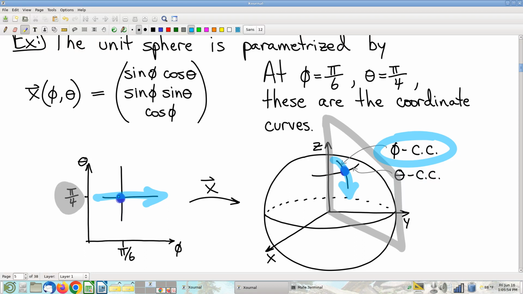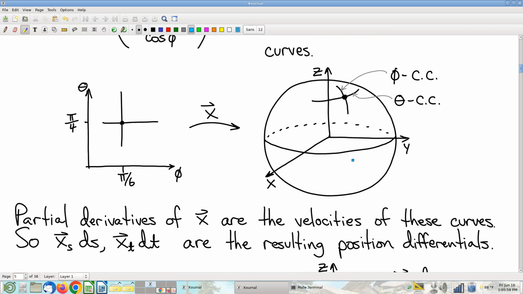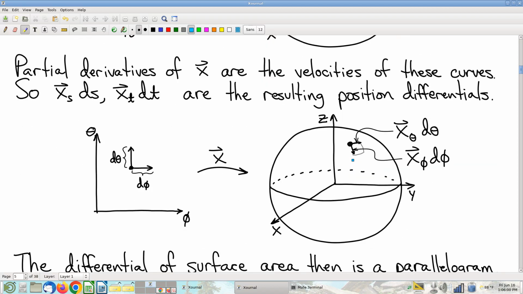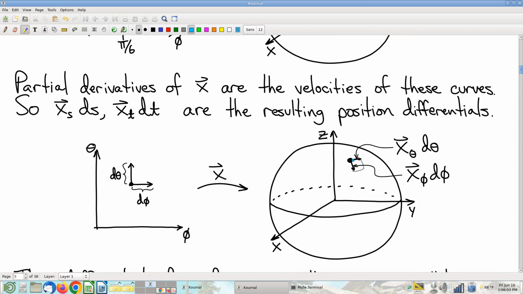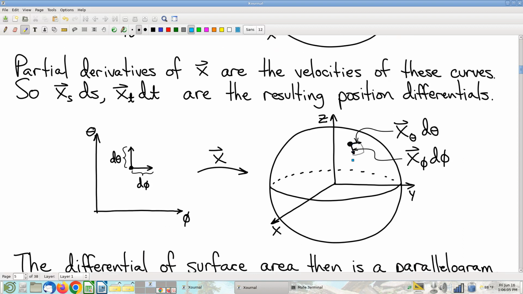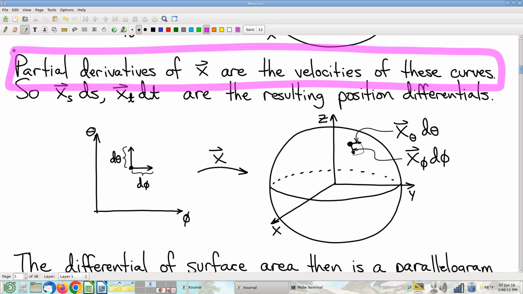Okay, so let's see here. Yeah, right. So the next observation. Now this is kind of a matter of thinking it through. I want to talk about this line right here. Partial derivatives of the parametric surface are velocities of the coordinate curves. Let's think that through carefully.